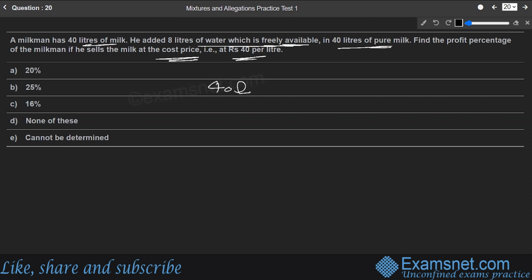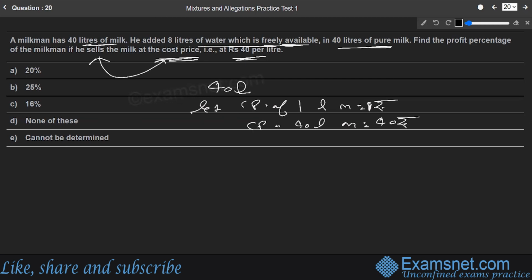Let's say the cost price of 1 liter of milk is 1 rupee. So the cost price of 40 liters of this milk will be how much? Simply 40 rupees. So we have assumed 1 liter's cost price is 1 rupee, so the 40 liters cost price will be 40 rupees. This is what we have assumed. Now, he says the 8 liters of water, which is freely available, has been mixed into it. And one more thing he's saying is that selling will be done at the cost price. So whatever the cost price is, on the same basis the selling will be done.